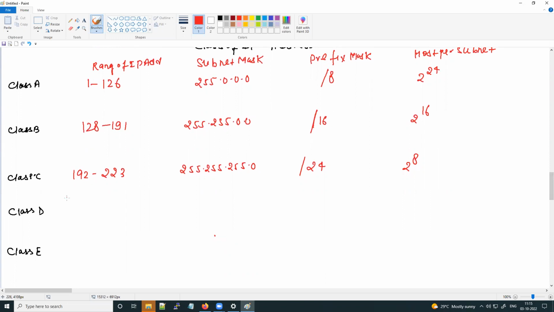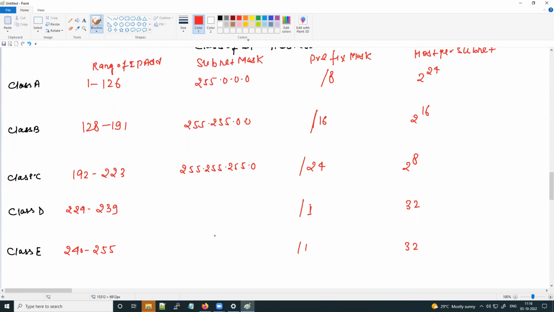Class D would start from 224 and go till 239. Subnet mask is not there. This is the /1 and we get a total of 32 IP addresses. Class E is 240 till 255, /1 and a total of 32 IP addresses.